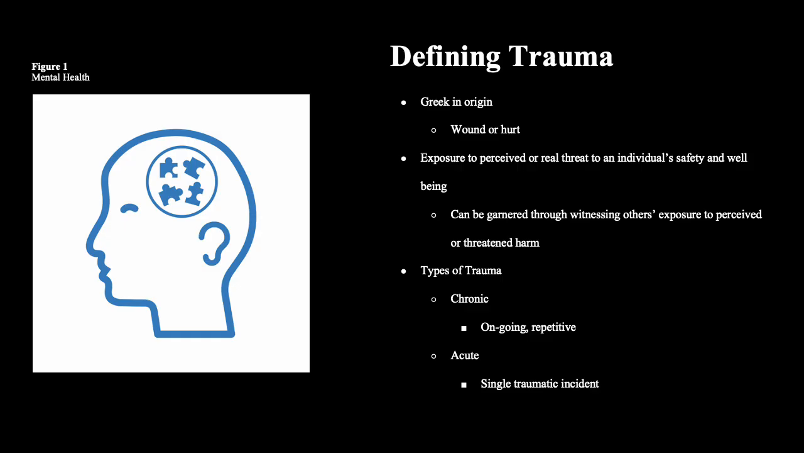The first section is trauma and post-traumatic stress disorder. The term trauma is Greek in origin. It comes from the word wound or hurt. It refers to exposure to perceived or real threat to an individual's safety and well-being. This can be garnered through witnessing others' exposure to perceived or threatened harm. There are two types of trauma: acute, which is a single traumatic incident, and chronic, which is ongoing and repetitive.